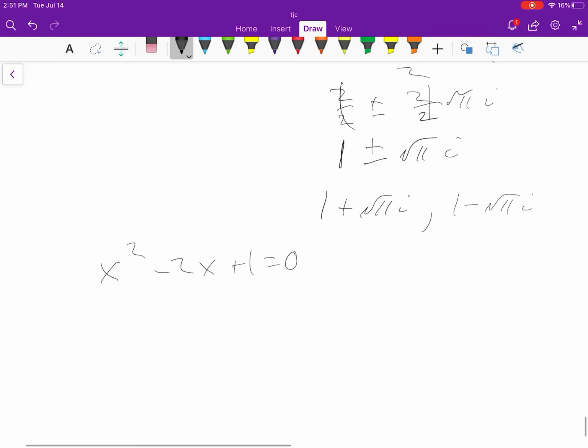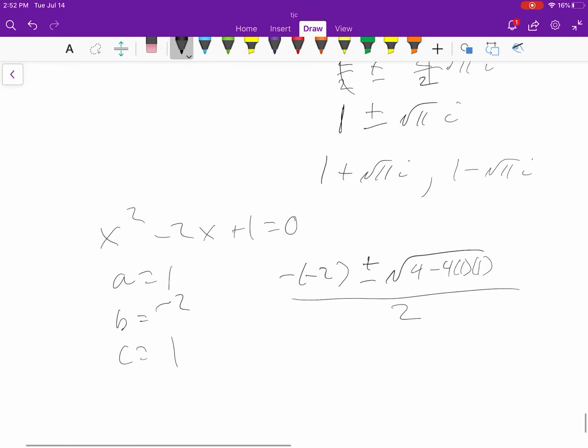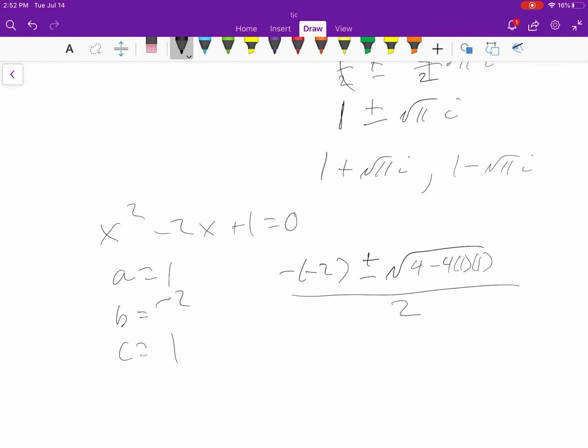So here's this example here. Now A equals 1, B equals -2, C equals 1. And if you plug it in, you're going to get -2, that's your B, plus or minus -2 squared is 4. 4 minus 4AC, which is 1 times 1, all over 2 times A, which is 2.